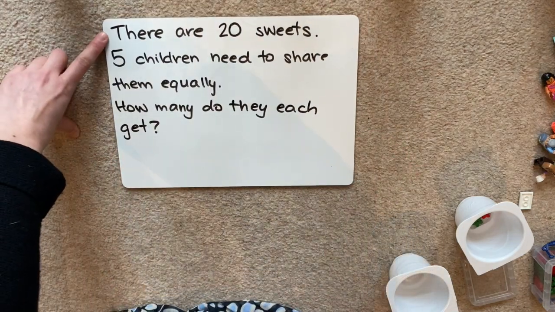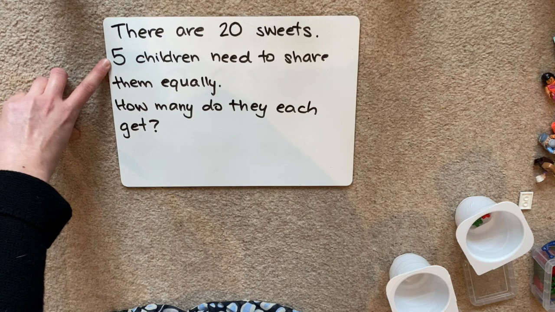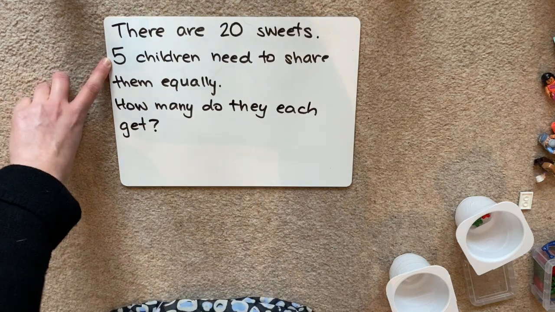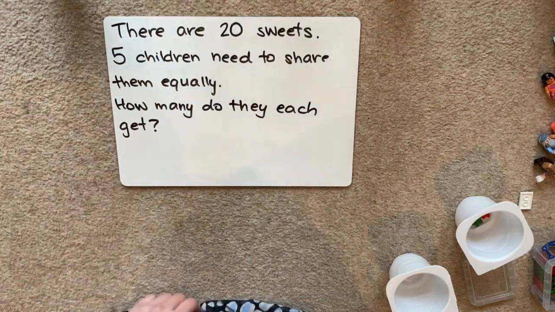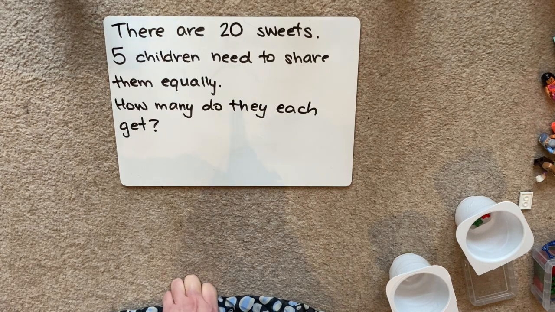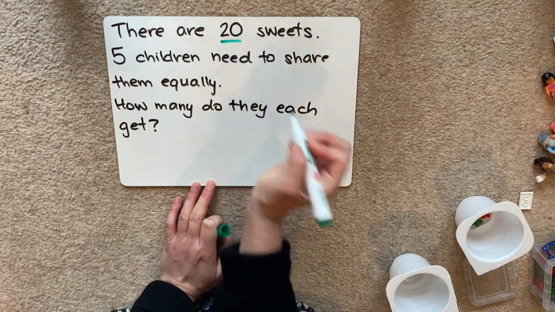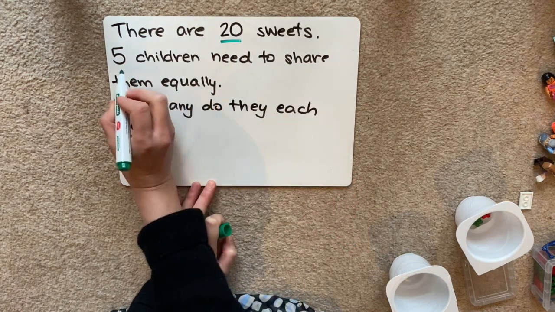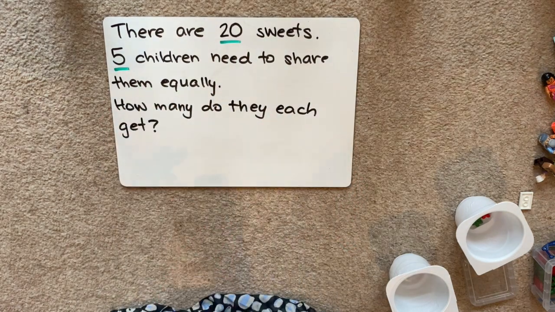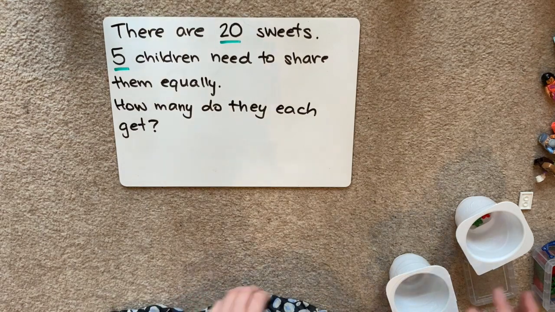There are 20 sweets. 5 children need to share them equally. How many do they each get? So the first step is to underline the numbers. So I've got 20 sweets and they're shared between 5. 20 sweets shared between 5.